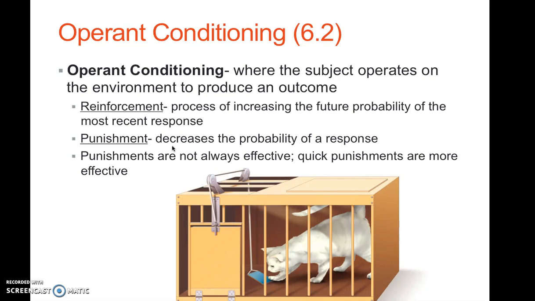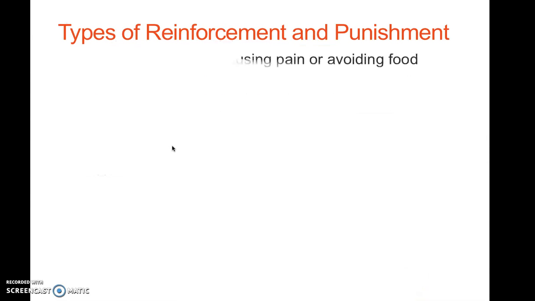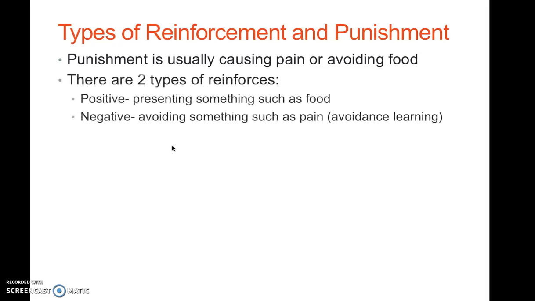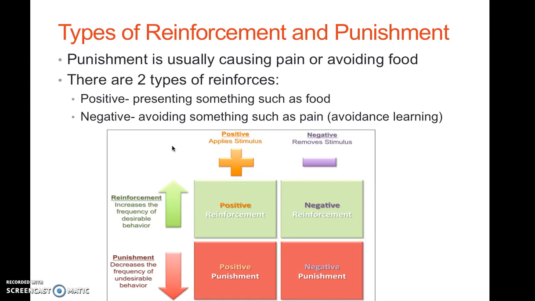So a guy named Thorndike put this cat in a box, and he just kind of observed it and realized that once it figured out how to get out, its behavior was reinforced and it could do it faster. There's a couple types of reinforcement and punishments. Punishments usually cause pain. Reinforcers: positive, presenting something such as food, or negative, or avoidance learning. You avoid something such as pain. And here's just a picture to kind of show you again.